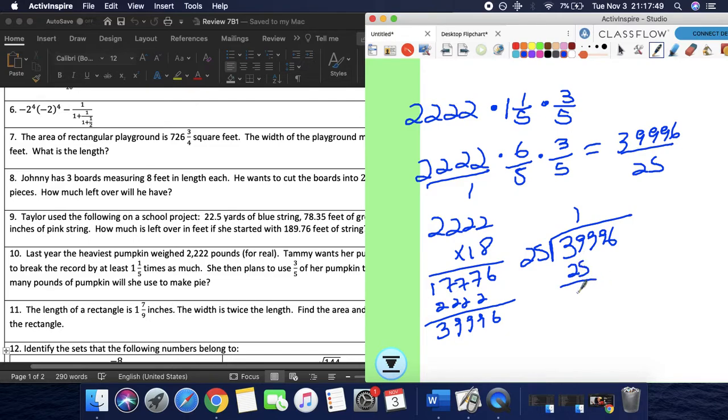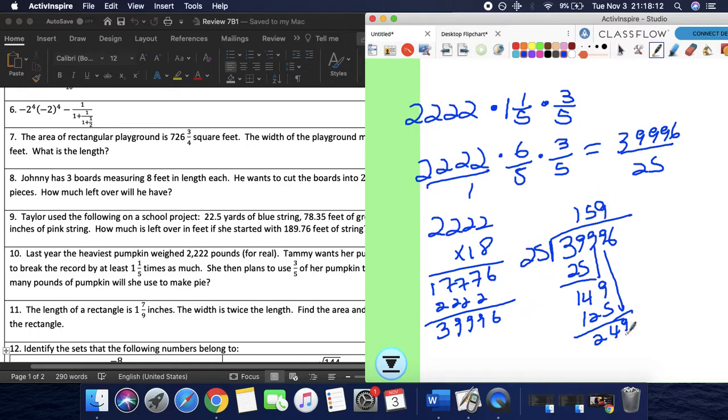25. Subtract, I get 14. Bring the 9 down. So that's going to be 5. So 5 is going to be 125. 4, 24. We're going to bring this 9 down. And that's going to be 4, 8, 9.